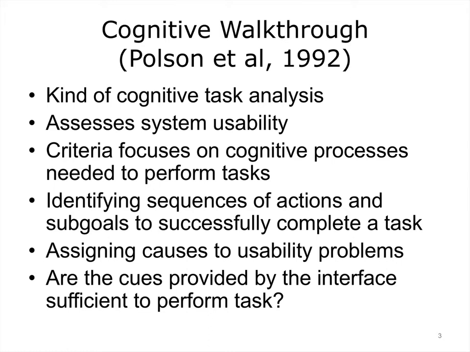It involves identifying sequences of actions and subgoals to successfully complete a task and assigning causes to potential usability problems. The key question is whether the cues provided by the interface are sufficient to perform the task. The alternative is that the user will have to wander through a more complex space, expending greater time, effort, and cognitive resources.